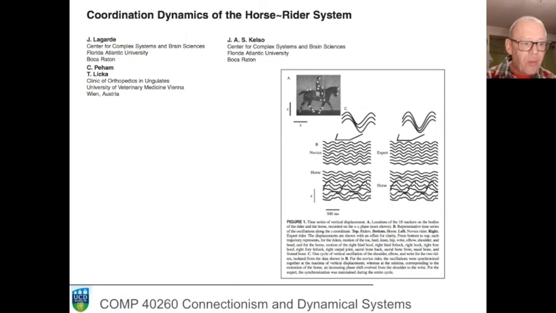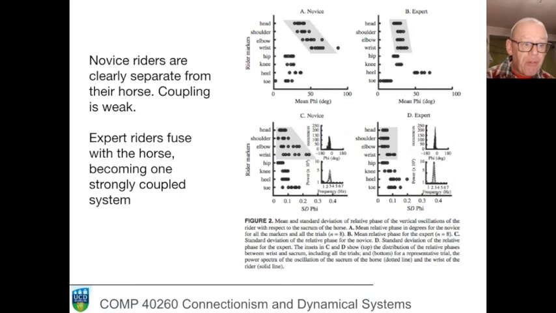And what they did here was they contrasted the phase relations between the markers on the person and the markers on the horse for two cases. One in which the rider was a novice, and one in which the rider was an expert. And they found something rather different, rather interesting. There was a clear difference in the phase relationships, and we can understand this difference in this way.